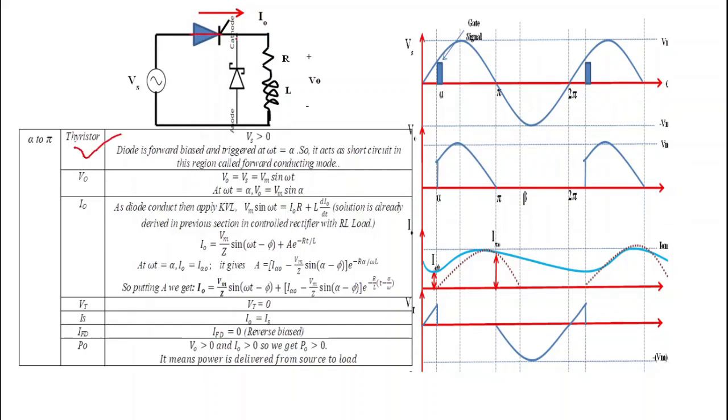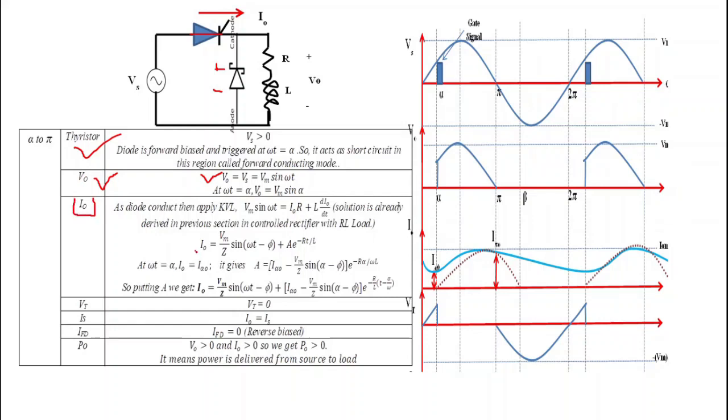When this thyristor gets short circuited, we get output voltage V0 equals Vs, that is equal to Vm sin omega t. And due to the positive half cycle of the sinusoidal waveform, this diode will remain reverse biased. Now what is output current I0?